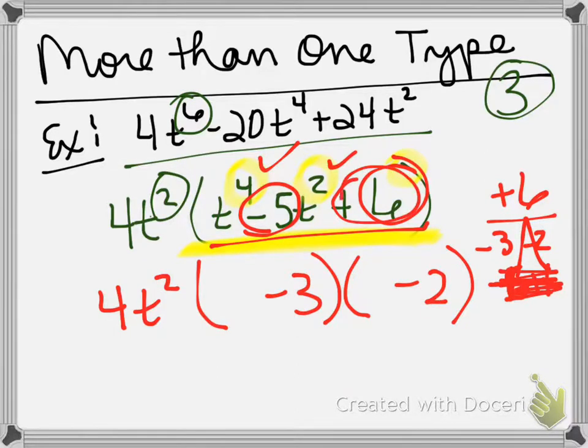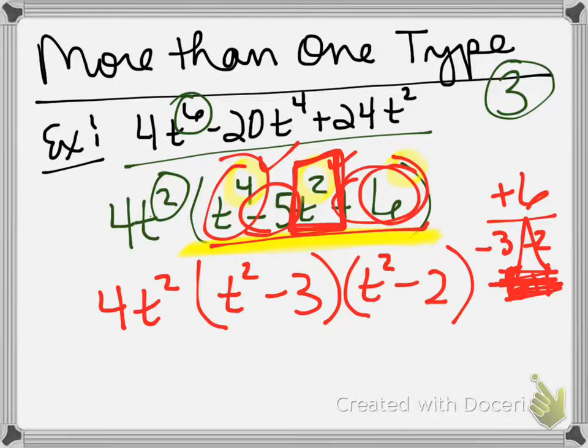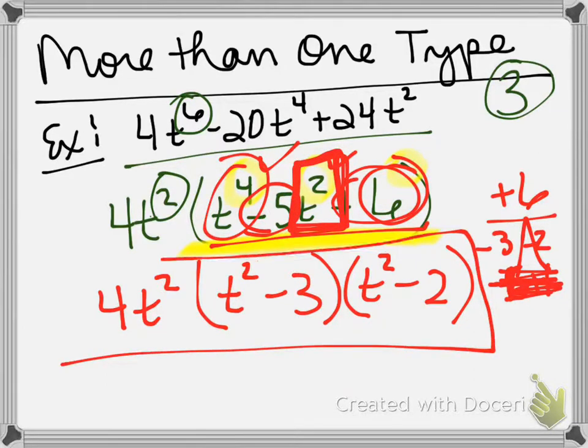positive 6. So this is going to be t squared, and this is going to be t squared, because t squared is half of t to the fourth. And in case you've noticed this, t squared also happens to be the middle variable. And that's it. We used two different types. We did greatest common factor and we did quadratic form to get this completely factored out. That's what they say when they say completely factor this out.